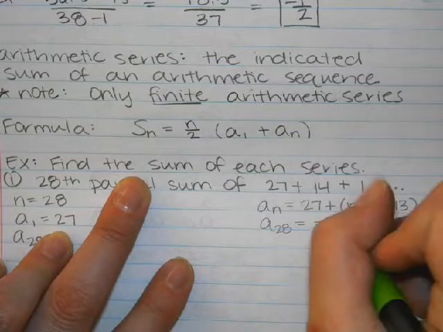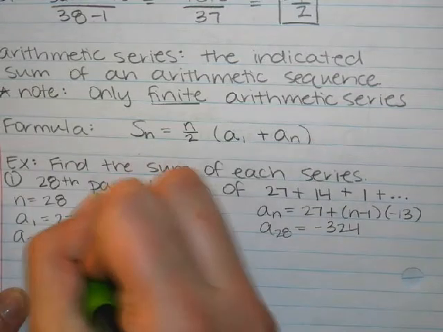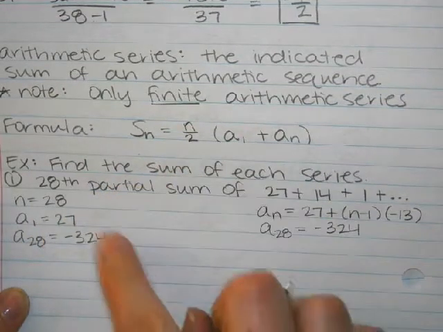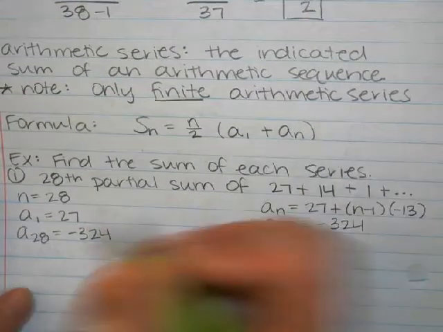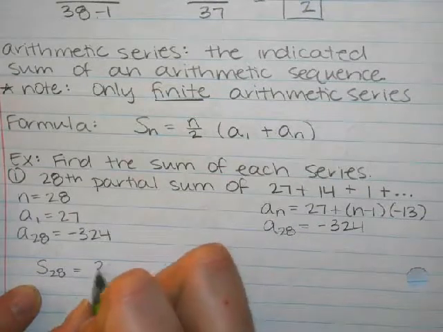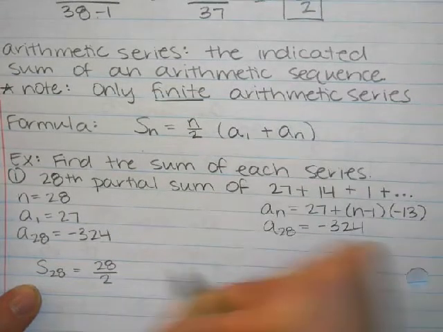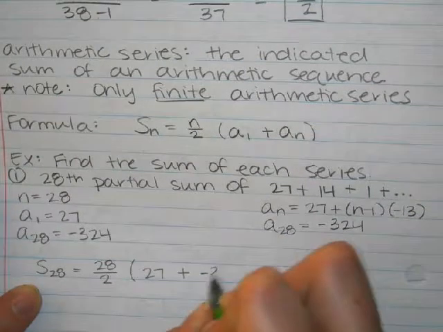Negative 324. Okay, so we have the number of terms that we're looking at. We have the first term. We have the last term. So now we can write the 28th partial sum is the number of terms that we have divided by 2 times the first term plus the last term.